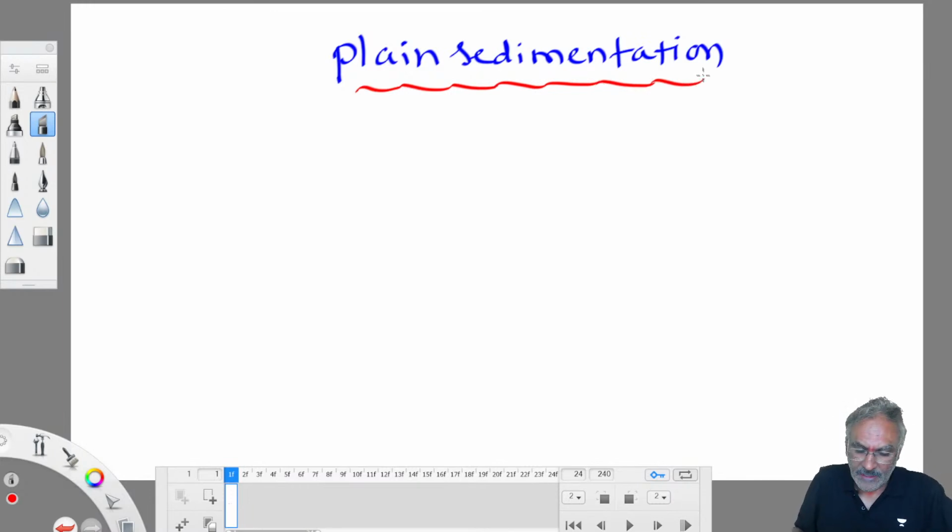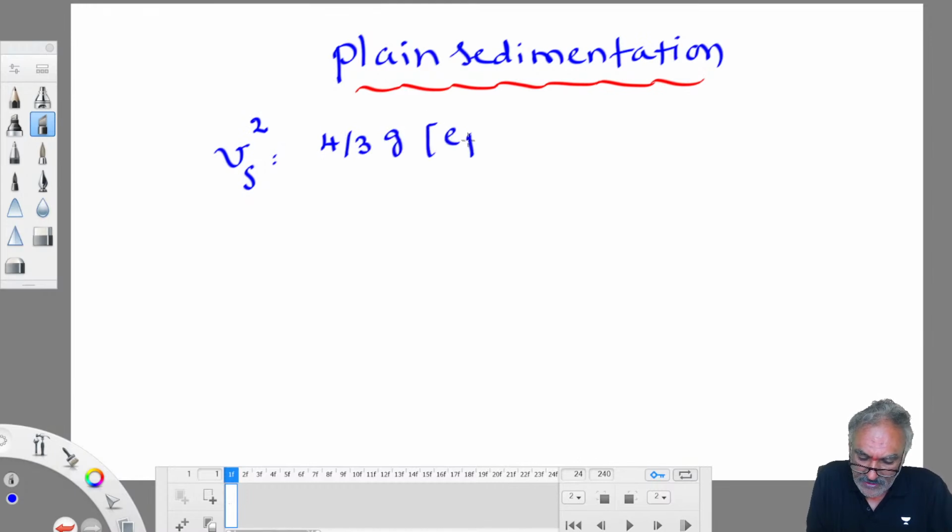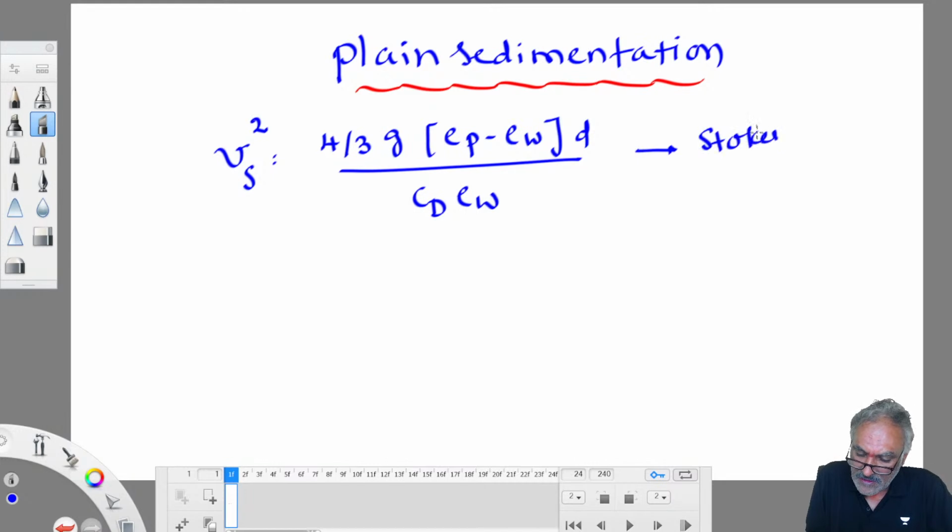So to design a sedimentation system, the first thing we need to work out is the settling velocity of the particles. Settling velocity is a very important component that is to be worked out, which varies from particle to particle. Settling velocity of any particle you can work out by using the Stokes equation: Vs = square root of 4/3 g (rho p minus rho w) d by Cd rho w. This equation is called the Stokes equation.